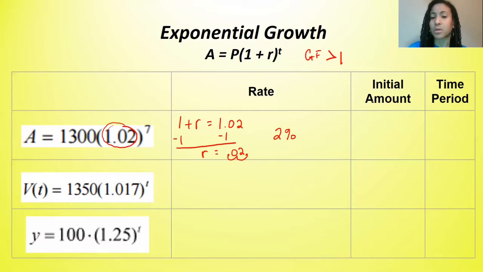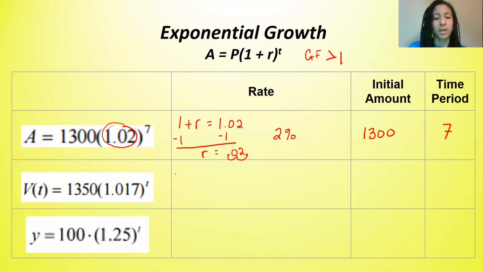Our initial amount, which is also our principal, is usually the number right in front of our growth factor. So in this case, our initial amount is 1,300. And then our time period is represented by the T. In this case, our T is represented by 7. So it could possibly mean we're talking about something with a rate of 2% growing over a 7-year period. Okay, so let's just jump through the rest of them to make sure that we got this.